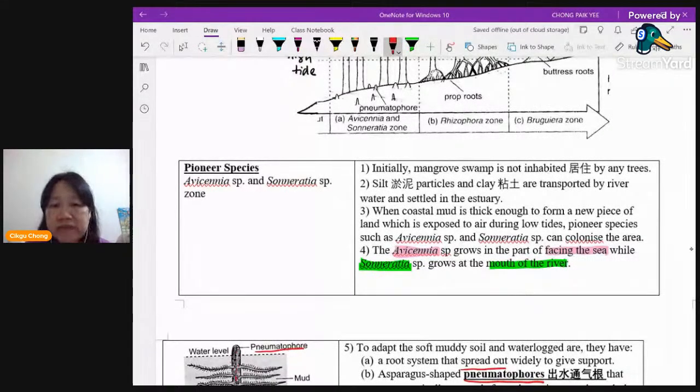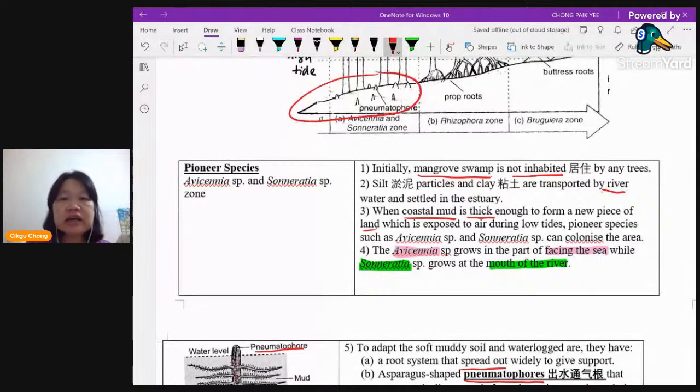At first, the mangrove swamp has no plants, not inhabited by any tree, nothing, because the place is just newly formed. Then more and more pasir, the silt, the mud, is transported by the river from upstream and comes down. So more and more will settle down at the estuary, at the kuala. The layer of soil becomes thicker and thicker, so the coastal mud is thick enough to form a new piece of land.